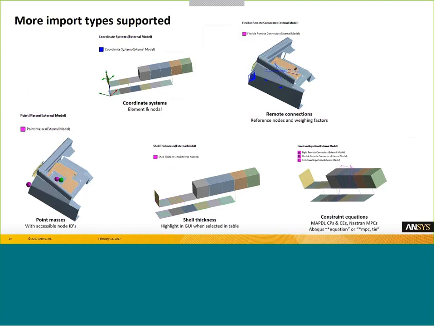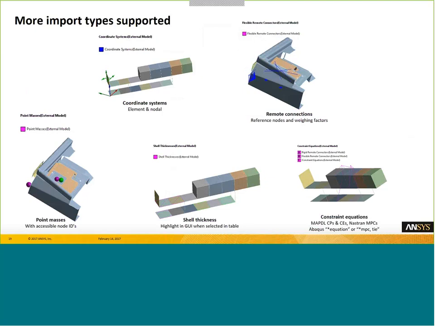You can fiddle around or change the weighting factors to control the effect of those connections. Constraint equations, so for MAPDL, this is CPs and CEs, Nastran MPCs, and Abaqus equation and MPC tie commands can all be imported. Shell thicknesses for the shell model are imported.